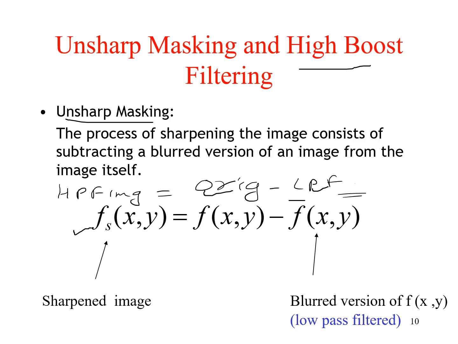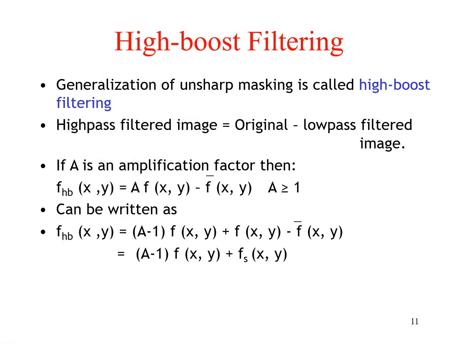In the problem you solved, original image equals high pass filtered image plus low pass filtered image. So the process of sharpening the image consists of subtracting a blurred version of the image from the image itself. The generalization of unsharp masking is called high boost filtering. High pass filtered image equals original minus low pass filtered image, and it is represented by HB. What is HB? It's high boost filtering.